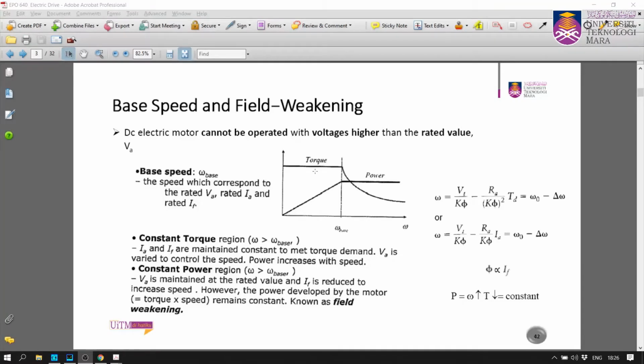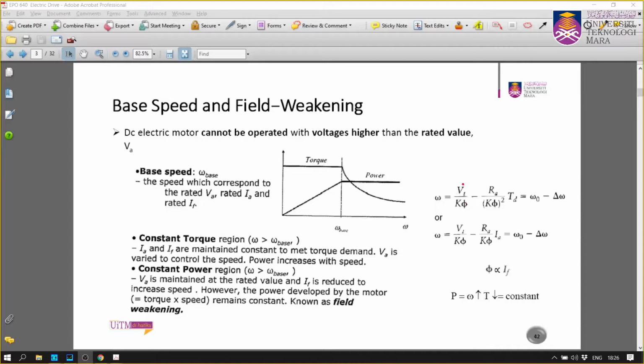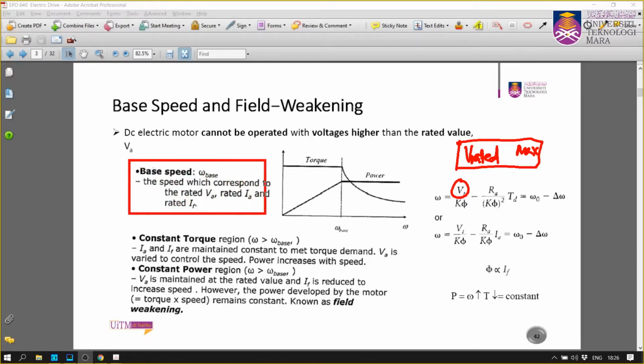Okay, so we have this V rated. VT has its own V rated, the maximum voltage that you can handle. So you can only increase the voltage up to the rated or maximum voltage here. Once you reach that, this is known as the base speed. When you operate at V rated, this is known as the base speed. So from there you have the base speed here.